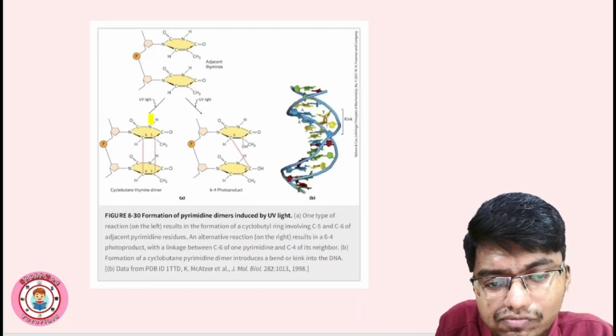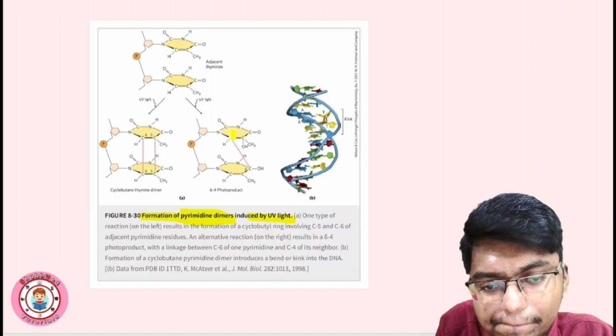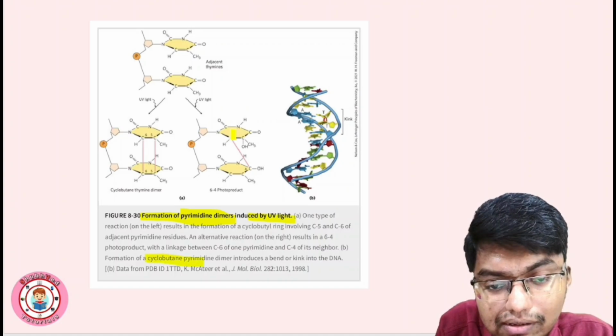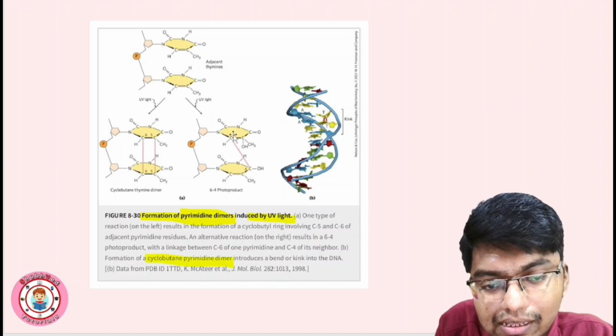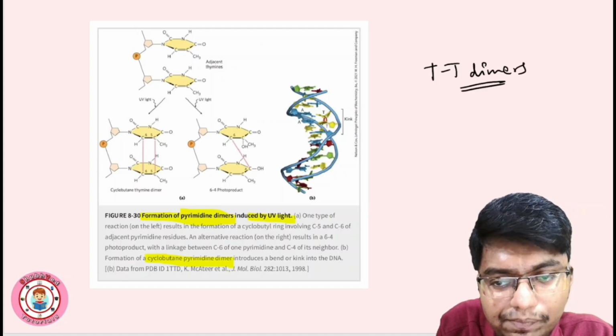This also we have seen: formation of pyrimidine dimers induced by UV light. Thymidine dimers are seen where cyclobutane ring formation takes place. Cyclobutane pyrimidine dimers. So we know TT dimers. We have seen this in the repair pathway, right?